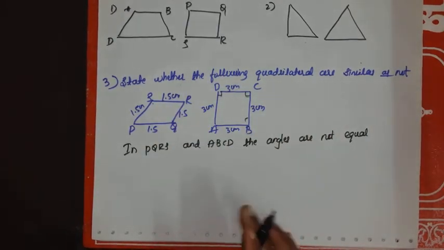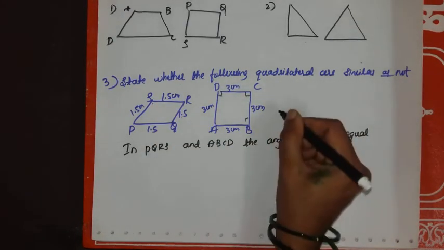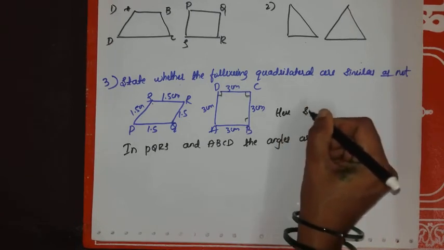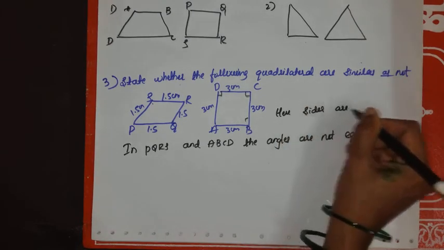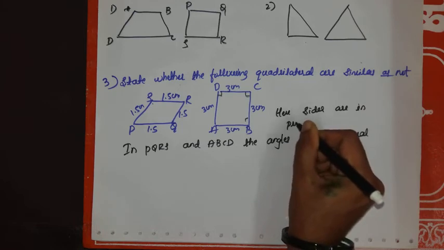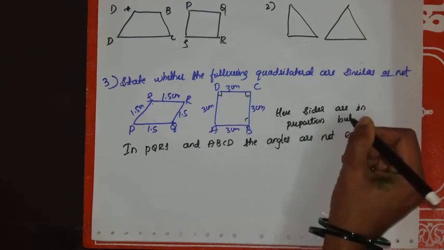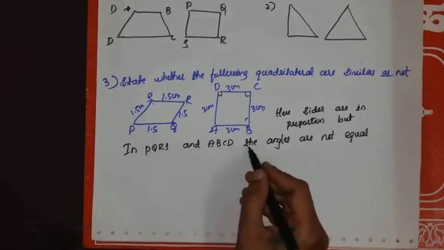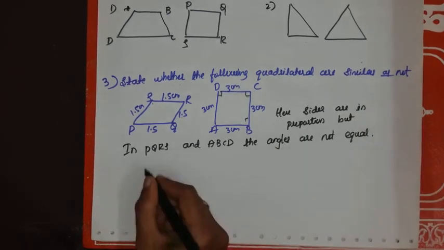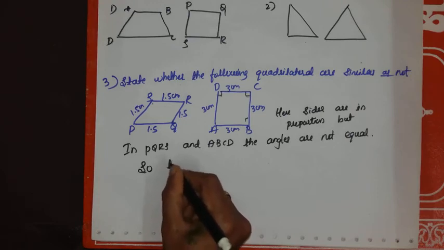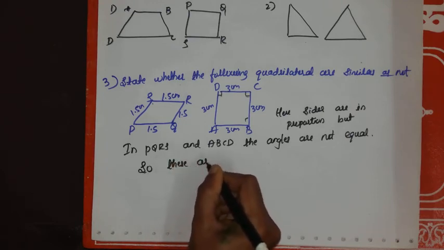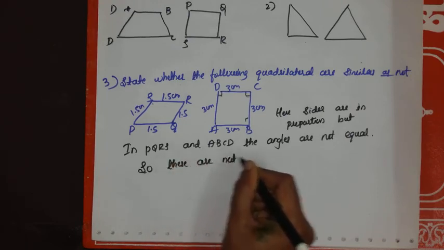So here the sides are in proportion, but in PQRS and ABCD the angles are not equal. So these are not similar.